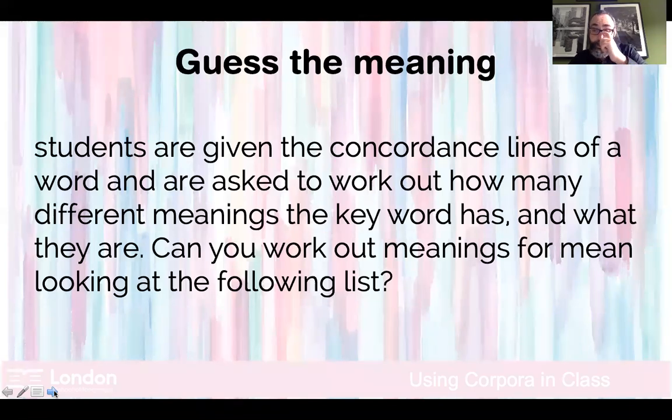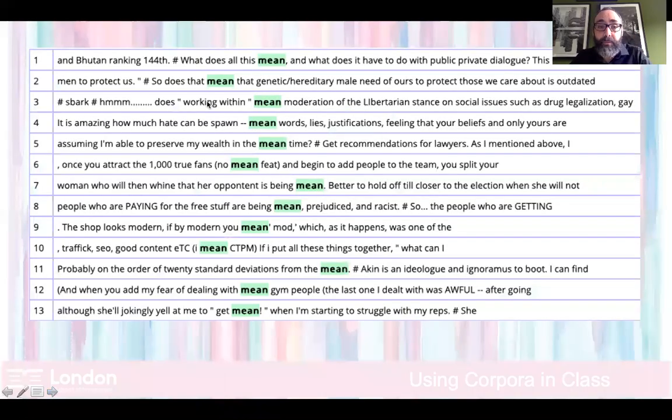For example, I've chosen the word mean for this, okay? And again, these are random examples, 13 for the word mean, and you can see that there are a lot of different meanings for mean. Like the most immediate one, what does all this mean? But you can have mean moderation, mean words, like not proper words. As well, being mean, somebody can be mean, and with mean gym people. So again, a negative word.